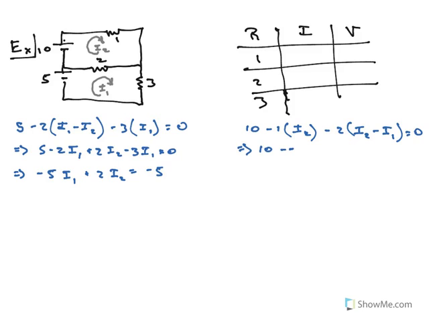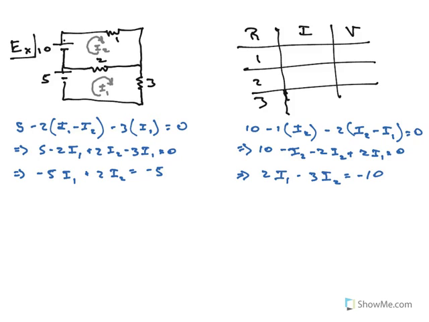10 minus I2 minus 2I2 plus 2I1 equals 0. Standard form again is 2I1 minus 3I2 equals minus 10. Remember, when you do standard form, you want to have the same variables in the same order. So I1, then I2. Even though we're on the I2 loop equation, don't make I2 first. I1 is still first.